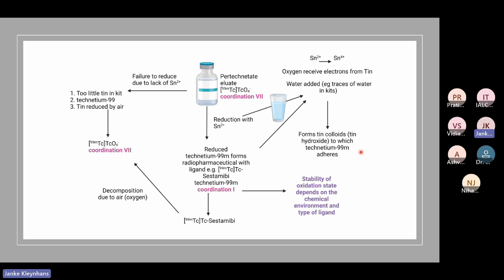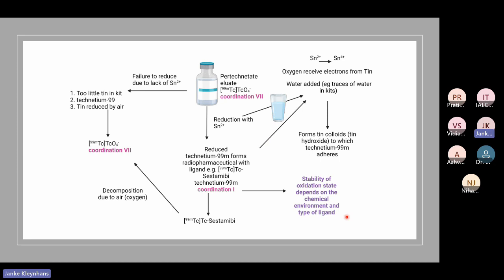It also ties into the question, say you have maybe an older generator or a generator that has not been eluted the past 24 hours, this technetium 99 builds up. Which one could you still label and maybe have a successful labeling, and which one should you stay away from? Which of these kits are more susceptible to the amount of tin and which of them are not?